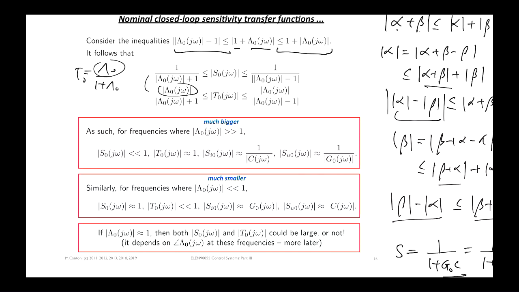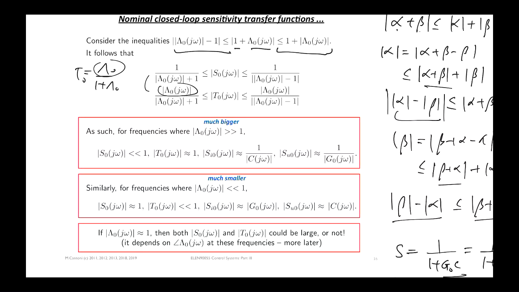So this explains why in that example we ended up getting amplification at frequencies where G was small in the sensitivity function that tells us how sensitive the control output signal is to the output disturbance. Okay, you can do similar things when lambda is very small. Use these bounds again to conclude that when lambda is very small, S will be close to 1, T will be very small, and the input sensitivity and control sensitivity functions will be related to the plant and controller transfer functions in this way here.